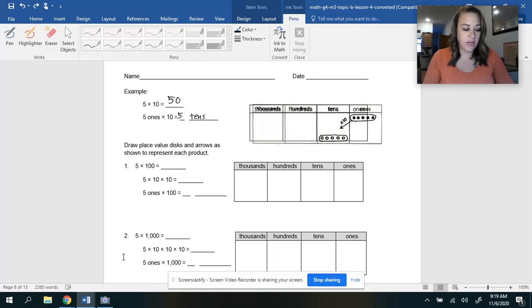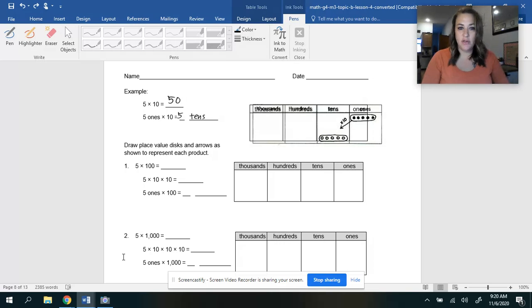So for this one, our target is I will be able to interpret and represent patterns when multiplying by 10, 100, and 1000. And this is kind of a review of what we did in Module 1 with our place value charts, multiplying and dividing, and using our charts to help visualize that. We're going to start with the charts, and then we're going to kind of step away from that to help us multiply. Okay, so these first couple are just kind of a review.